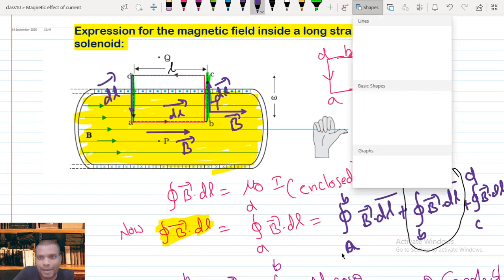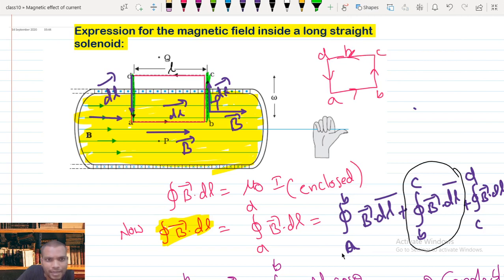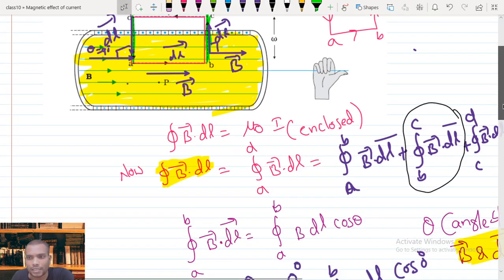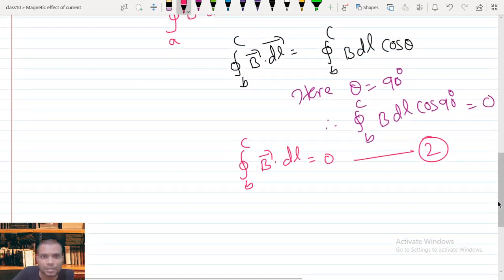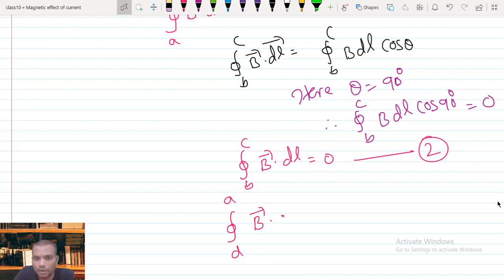And the magnetic field direction is always perpendicular in this case. So in this case also theta equals 90 degrees. So with 90 degrees, I can directly write the third expression here. The closed integral from D to A of B bar dot dl is also equal to 0. This is exactly the same as the third case.